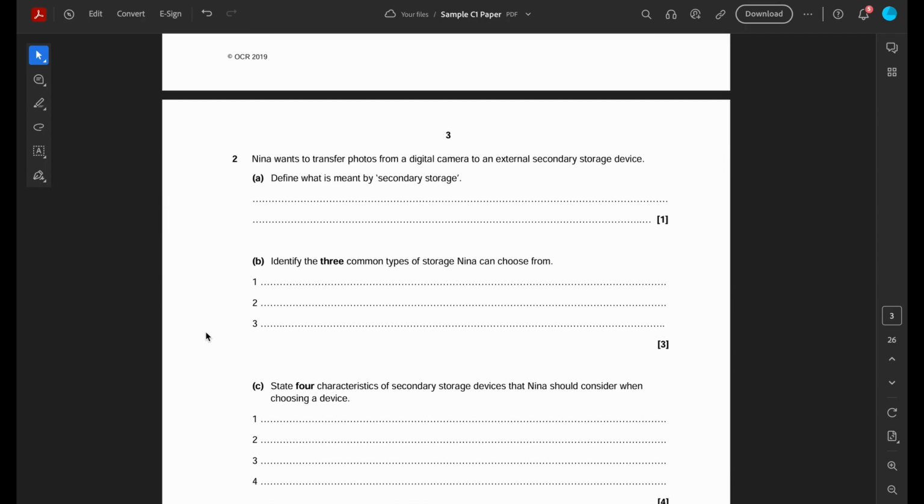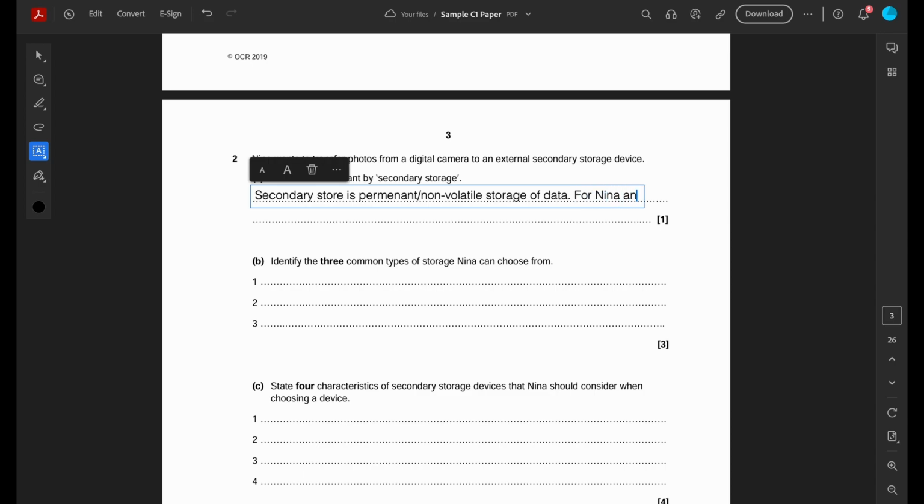So Nina wants to transfer photos from a digital camera to an external secondary storage device. Define what is meant by secondary storage. So let's go to that. Secondary storage is permanent / non-volatile storage of data. Again, the question is probably going to get us a mark, but just to make sure, I'm going to add a bit on there.